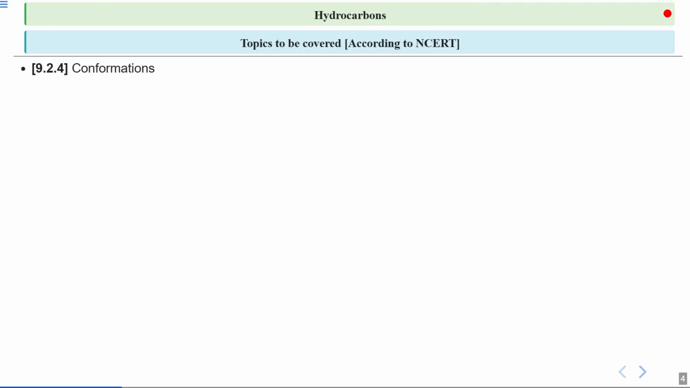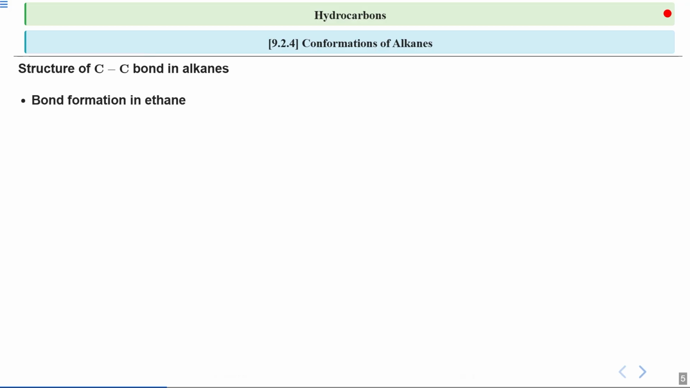According to the NCERT, we will be covering the NCERT section 9.2.4, whose name is Conformations, and then after we will see the summary section. So let us start with the topic of structure of C-C bond in alkanes. Here we will see the C-C bond formation in case of ethane.